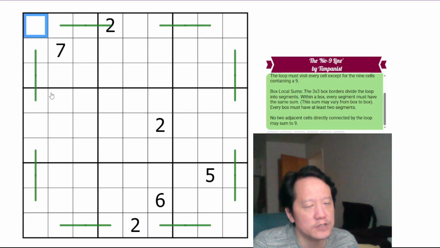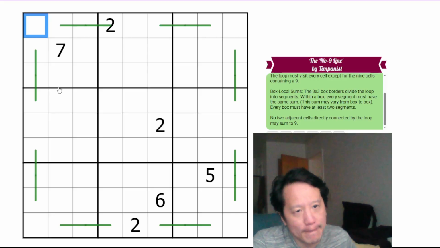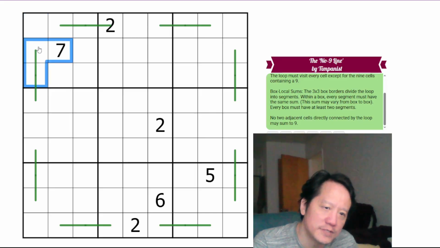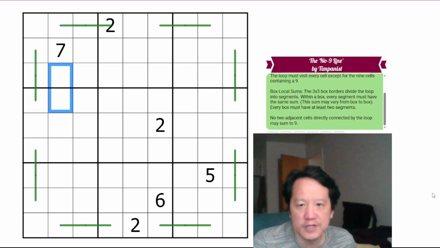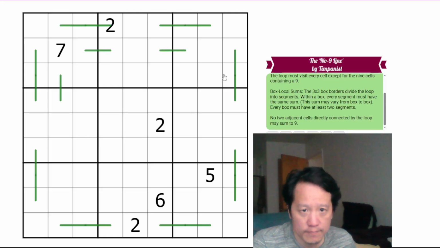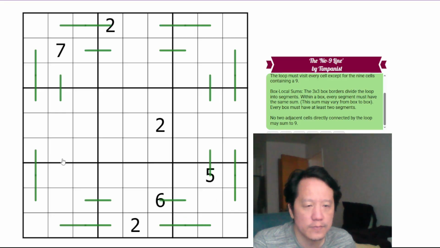If 9 goes here, that means this must go this way, which means this has to go that way. So these are always guaranteed to be going here. So we know 9 has to be one of these 3 digits in.